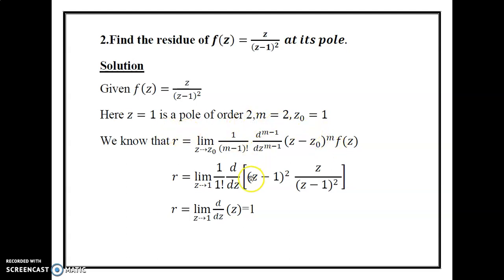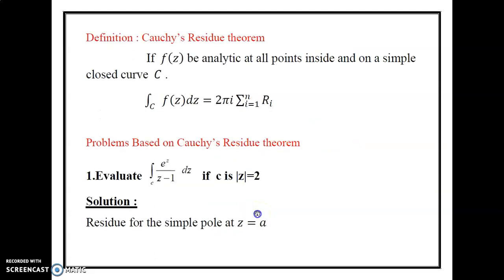Substituting in that formula, we get the limit as z tends to z0, value 1, of 1 divided by 1 factorial into, with m equal to 2, d by dz of (z minus 1) whole squared into f of z. F of z is the given function, substituting in that place, (z minus 1) whole squared and (z minus 1) whole squared cancel. We get R equal to the limit as z tends to 1 of d by dz of z. Differentiating that term, we get the final value 1.